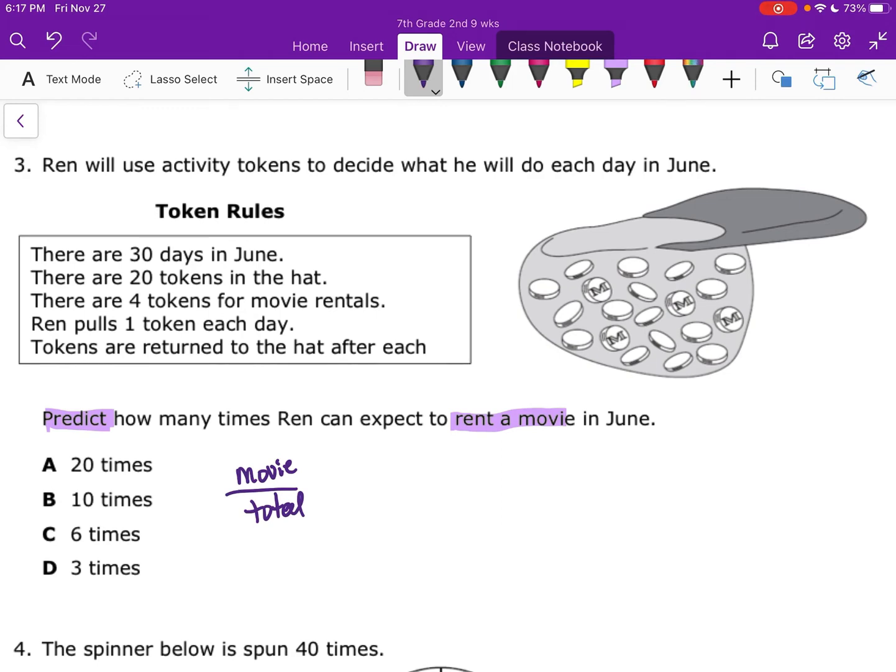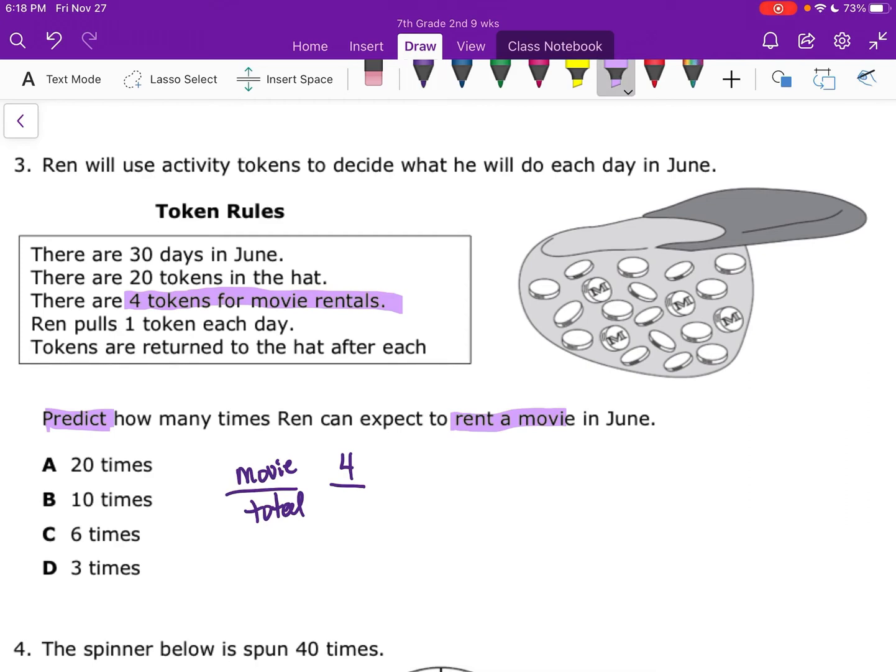What does it tell us about renting a movie? It's a lot of information here, so we've got to weed through it, okay? So we're renting a movie. What does it tell us about renting a movie? It tells us that he's going to use what? 4 tokens, okay? There's 4 tokens for the movie. So 4 out of something, right? 4 out of the total. So the total what? Total tokens or the total days?